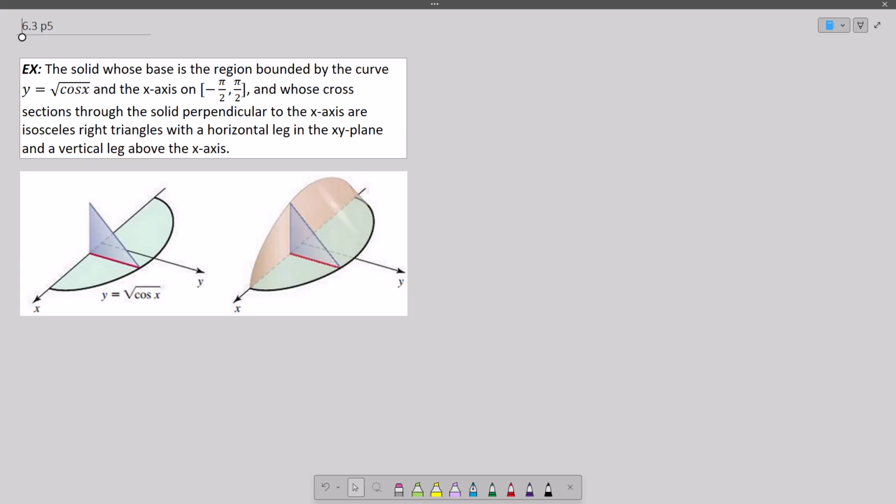Cross sections we are now deciding to be isosceles right triangles with a horizontal leg in the xy plane. All right, so that's what they look like. Remember that an isosceles triangle has 2 legs of equal length. So what they're telling us is that these 2 dimensions are equal. So those are the same.